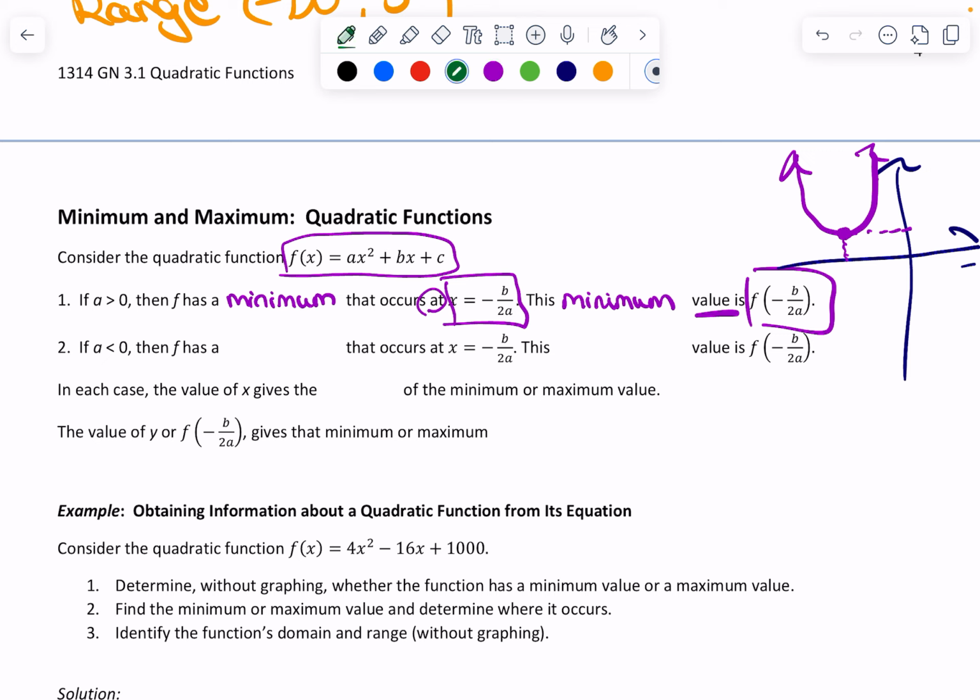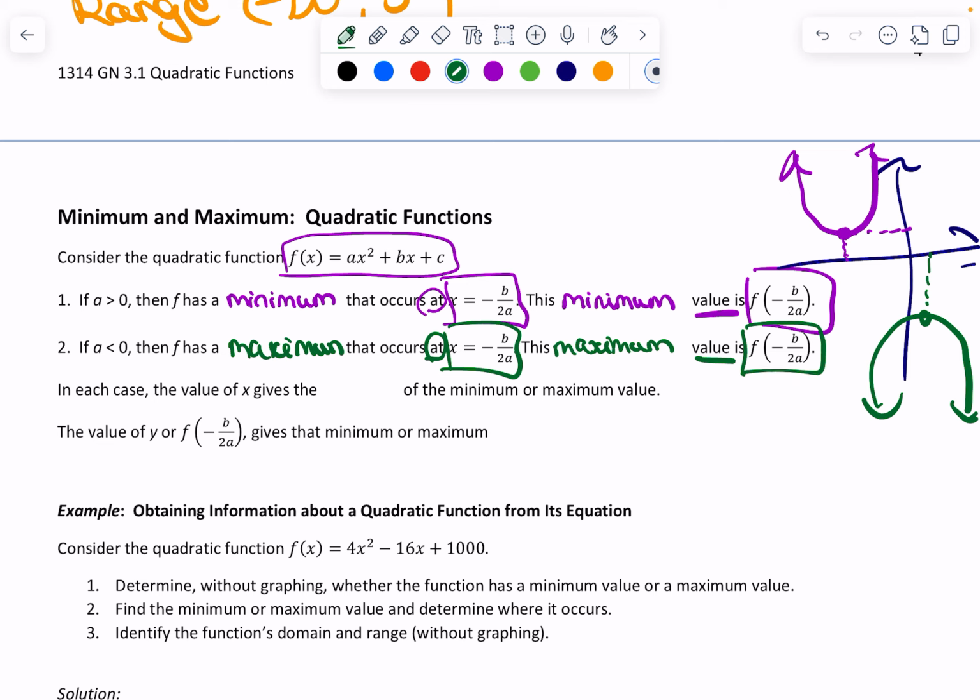Now if a is less than 0, it opens downward, right? So it looks like this. Then f has a maximum that occurs at x equals negative b over 2a. Again, that x-coordinate is where the maximum occurs. So this maximum value is f of negative b over 2a.